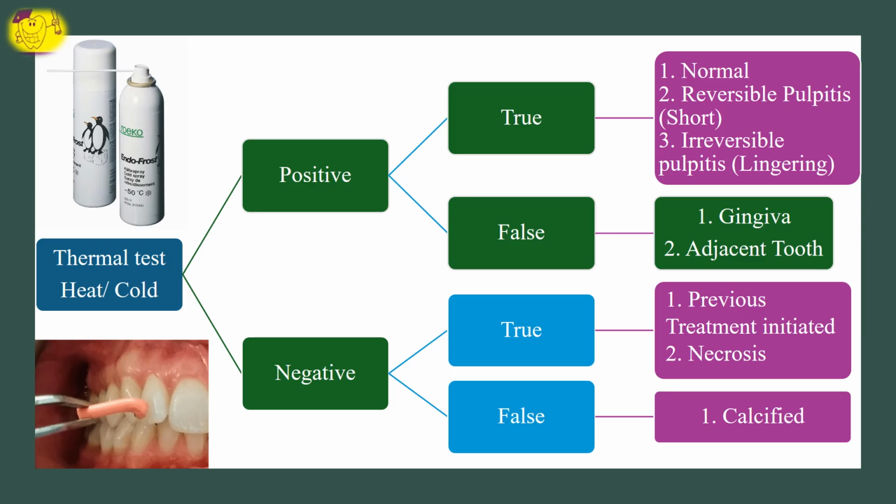A false positive is possible if you have contacted the gingiva or the adjacent tooth, which is apparently a normal tooth. The thermal test can be negative, a true negative, if the treatment is previously initiated or the pulp is completely dead and necrotic. And a false negative is possible if the canal is calcified.